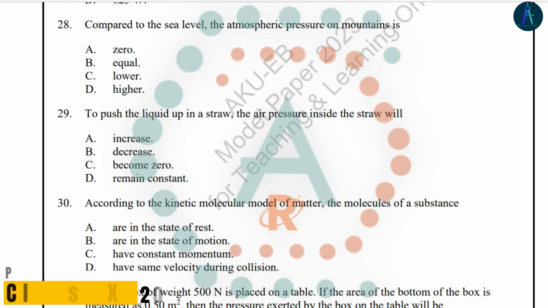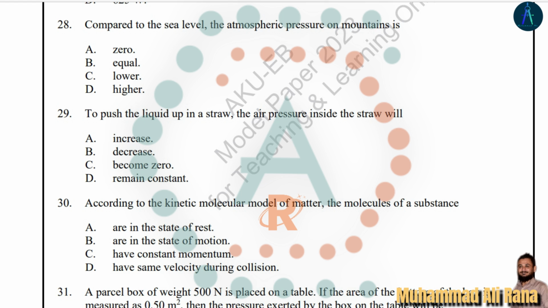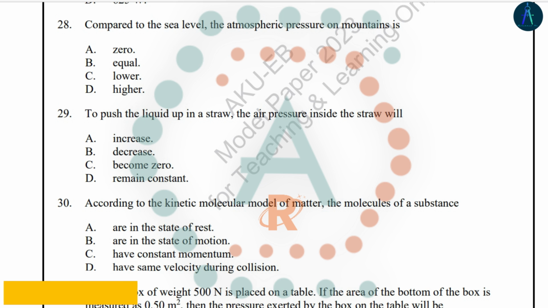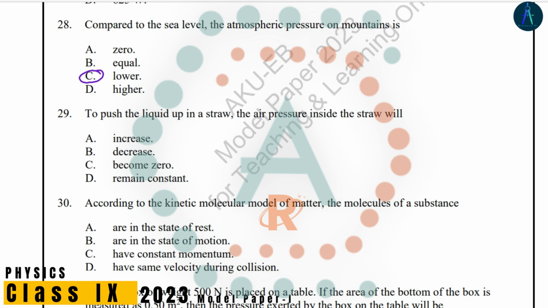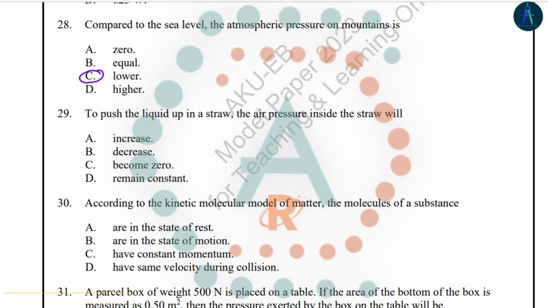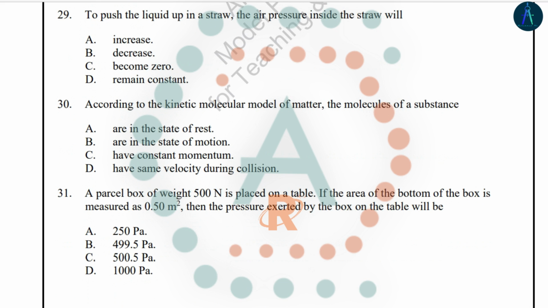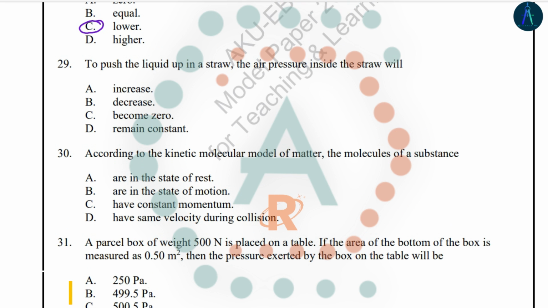Then we have question number 28. As compared to the sea level, the atmospheric pressure on the mountain is. We know that as we go up, the atmospheric pressure decreases with the increase in altitude. So at the mountains, the atmospheric pressure will be less as compared to the atmospheric pressure at sea level. So the correct answer is option C.